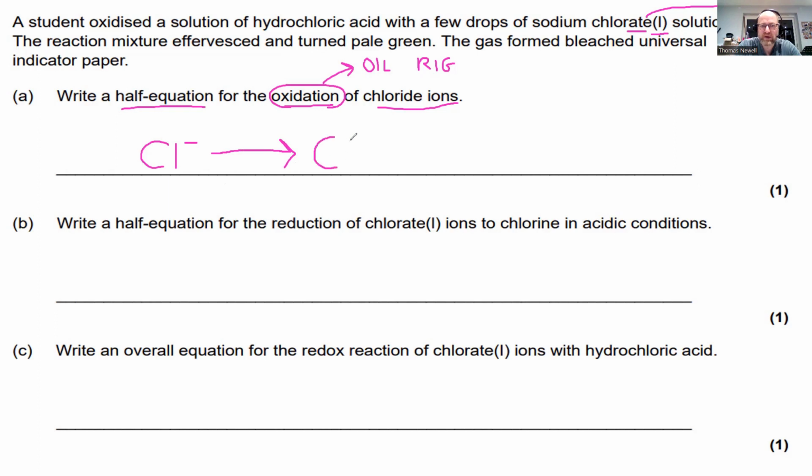So when you lose electrons, you put the electrons on the right-hand side like that. It's going to lose that negative charge, so that's what that e⁻ is, and it's going to become chlorine.